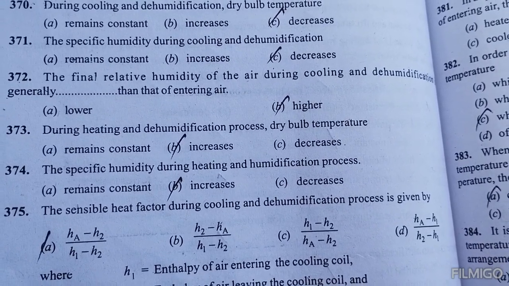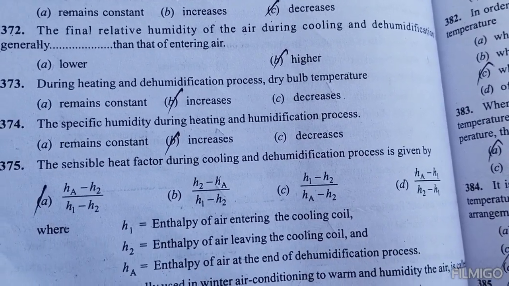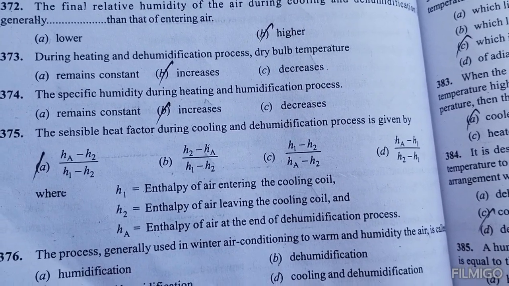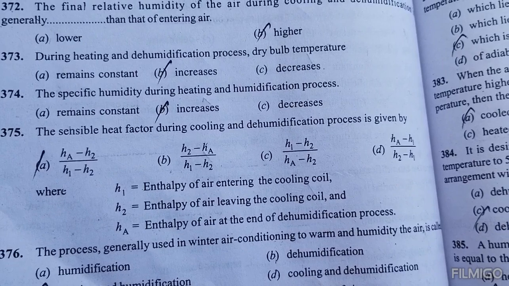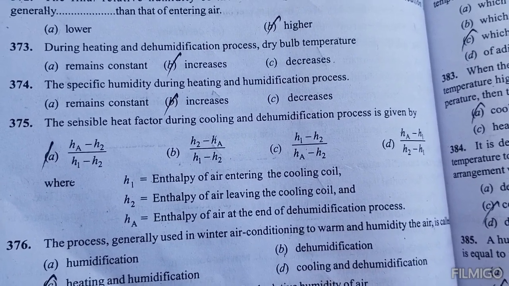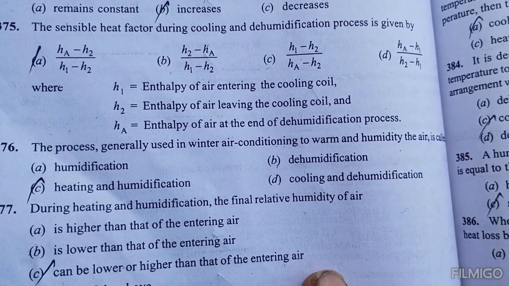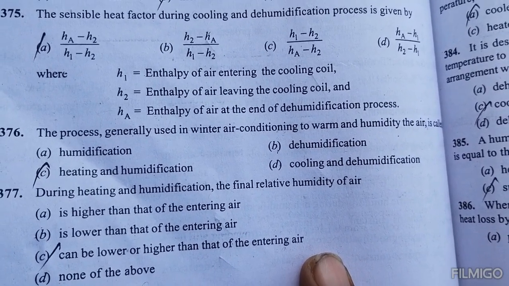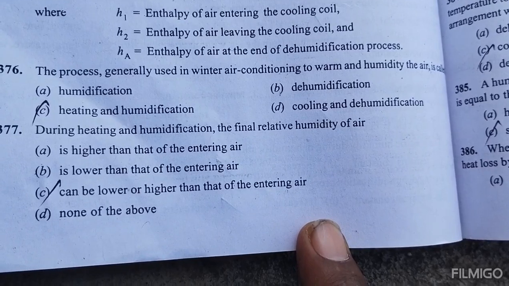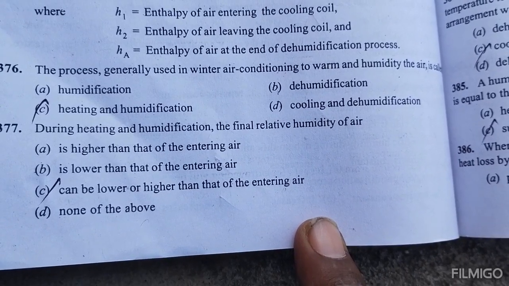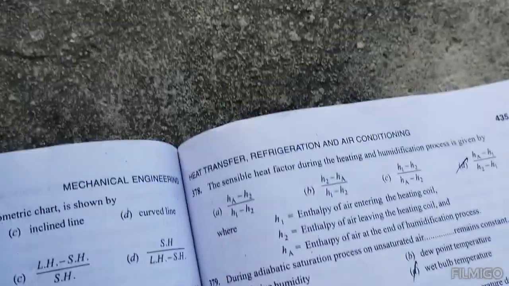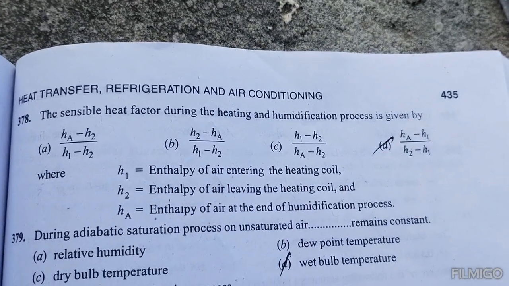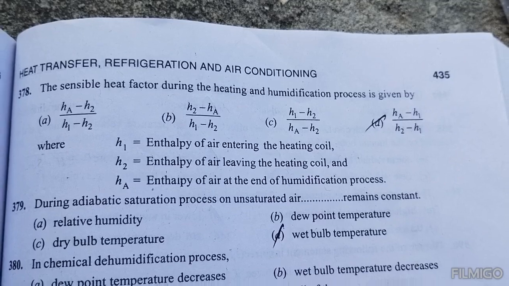During heating and dehumidification process, dry bulb temperature increases. The specific humidity during heating and dehumidification process increases. The sensible heat factor during cooling and dehumidification process is given by (h_a minus h2) by (h1 minus h2). The process generally used in winter air conditioning, warm and humidification of air, is called heating and dehumidification. During heating and dehumidification, the final relative humidity of air can be lower or higher than that of entering air. The sensible heat factor during the heating and dehumidification process is given by (h_a minus h1) by (h2 minus h1).